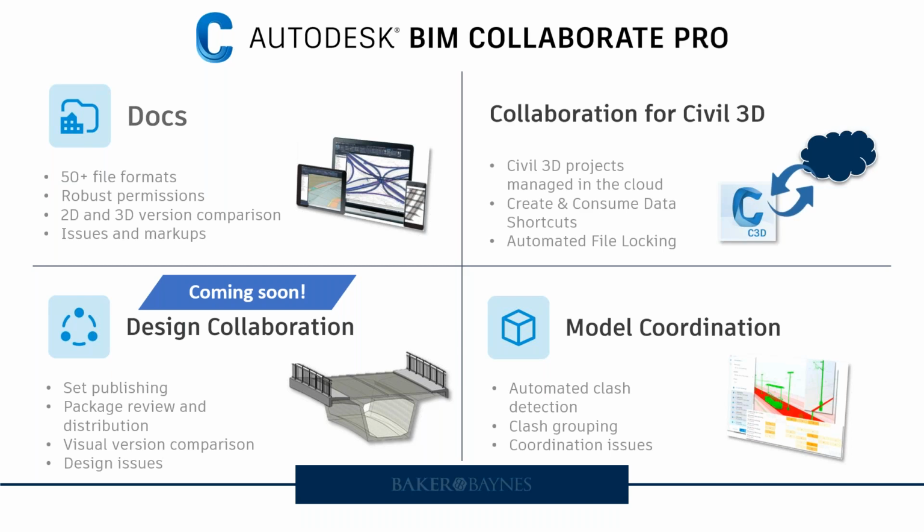And then if we look at BIM Collaborate Pro, which is a little bit added to it, we have collaboration for Civil 3D, where we do automated file locking. We can manage our Civil 3D projects on the cloud instead of having a bunch of XREFs and documents sitting on a server. So Collaborate is design collaboration, model coordination, and then the Pro takes us into that Revit work sharing environment.